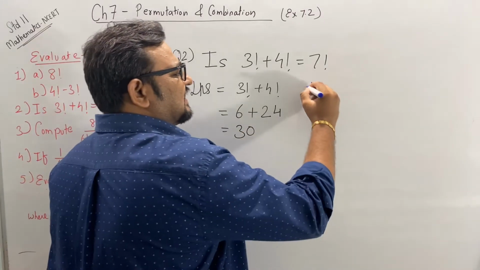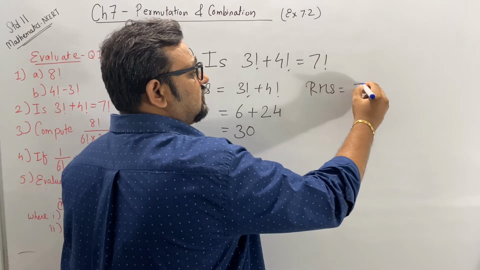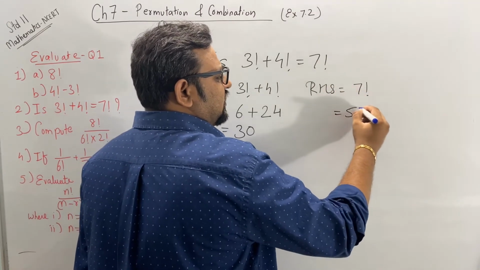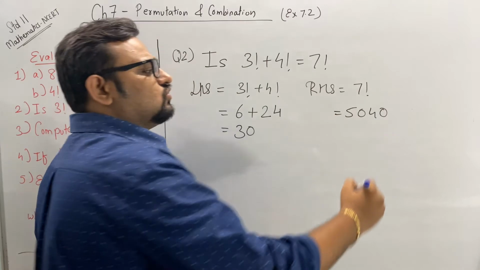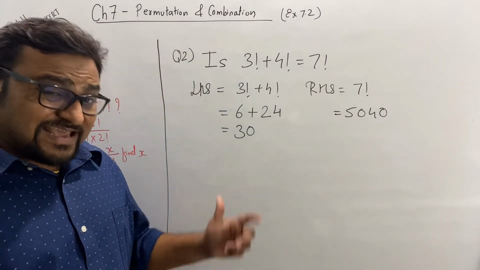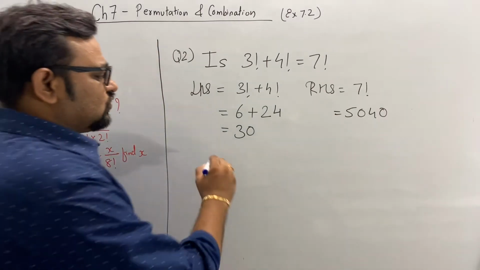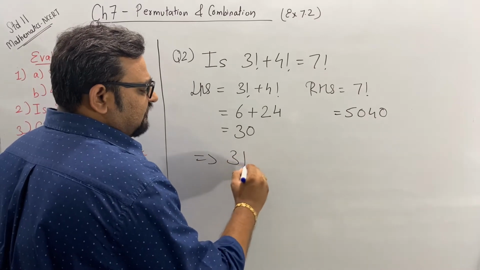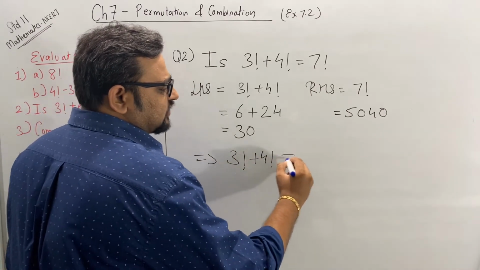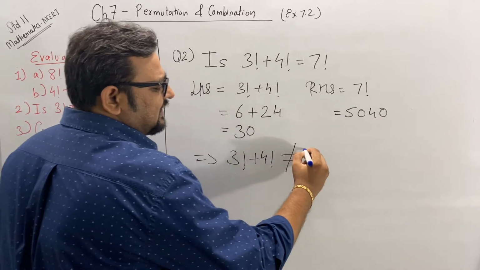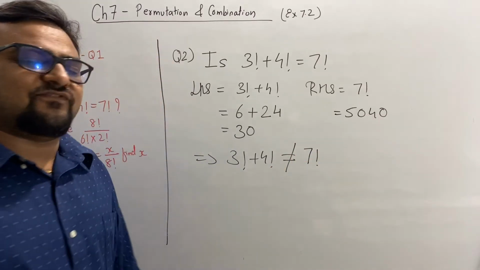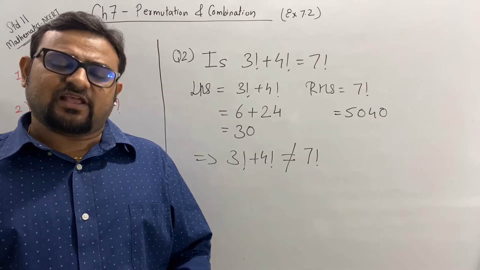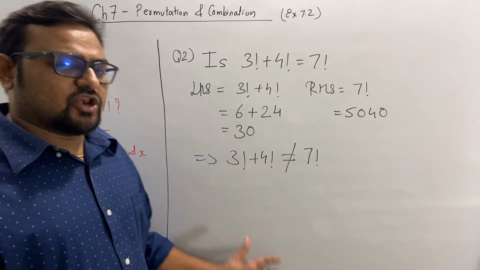Now let's take RHS. 7 factorial, we know 5040. Are they same? No. So what does that imply? 3 factorial plus 4 factorial is not equal to 7 factorial. Clear? Just note it down.